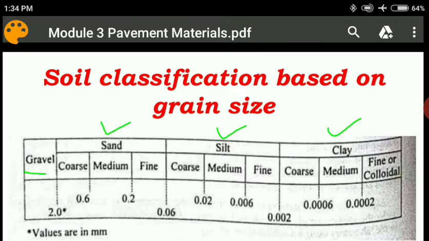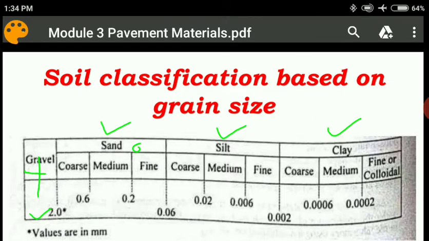So here usually the gravel is classified based on the grain size, that is, the soil particles which are more than 2 mm ISE are considered as gravel. And the soil particles passing through 2 mm ISE and retained on 0.06 mm ISE are classified as sand.